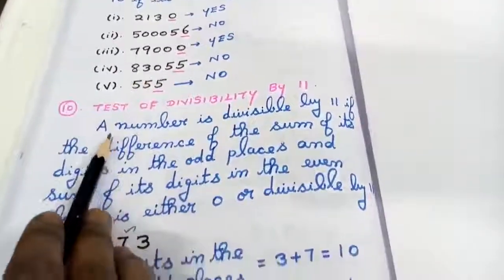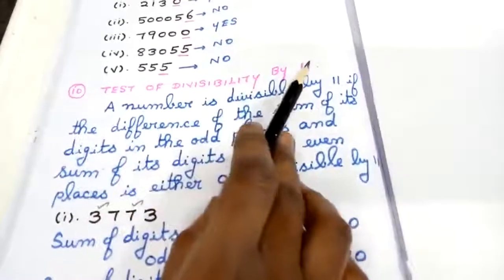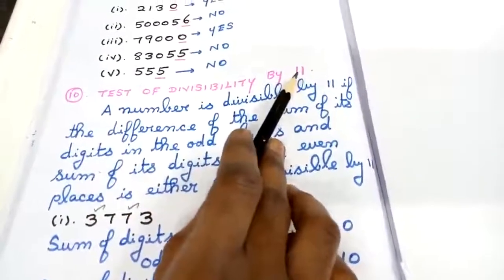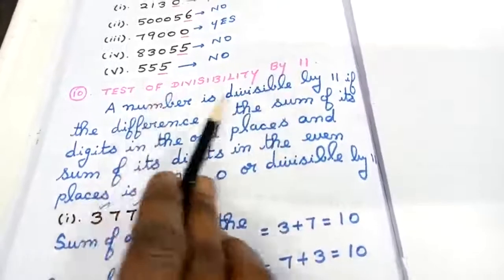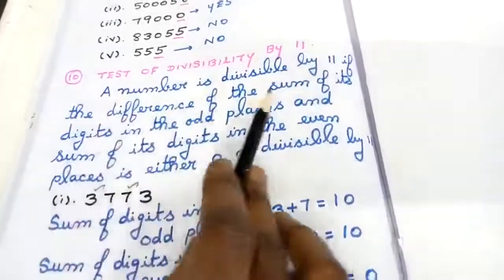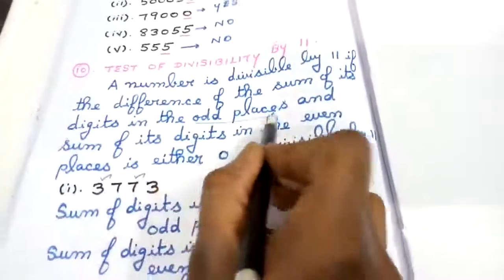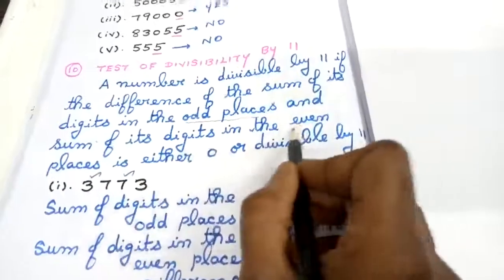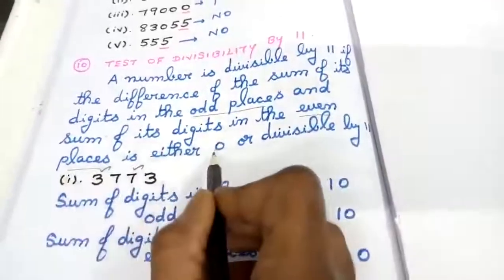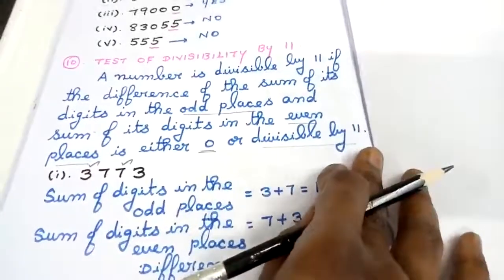Coming to the next question, the 10th one, test of divisibility by 11 table. So that is the important rule, and you have to understand the rule properly here, students. A number is divisible by 11 if the difference of the sum of the digits in the odd places and the sum of the digits in the even places is either 0 or divisible by 11 table. That is the concept they are telling you.